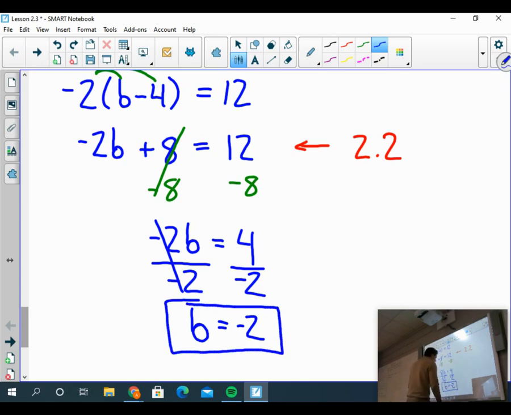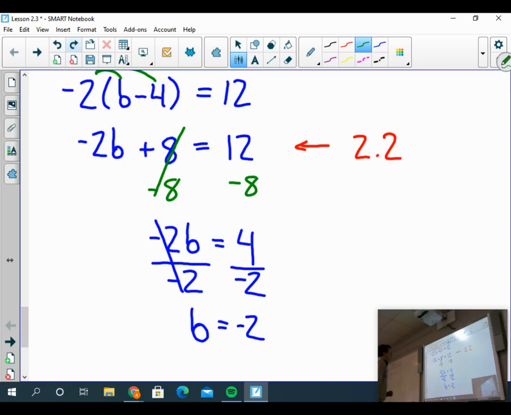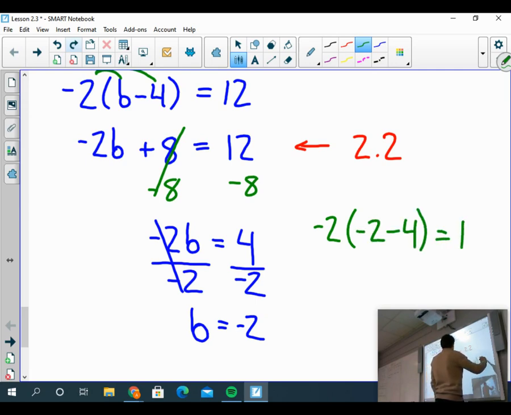Okay? And I'll box my answer. Actually, wait, I'm not going to box my answer yet. I know better. What I'm going to do is check my work. I'm going to plug in negative 2 for b to ensure that it produces a true mathematical statement, a true equation. Well, I could solve this a couple different ways. I could distribute the negative 2, but since I have like terms within the parentheses, I can just go ahead and combine them.